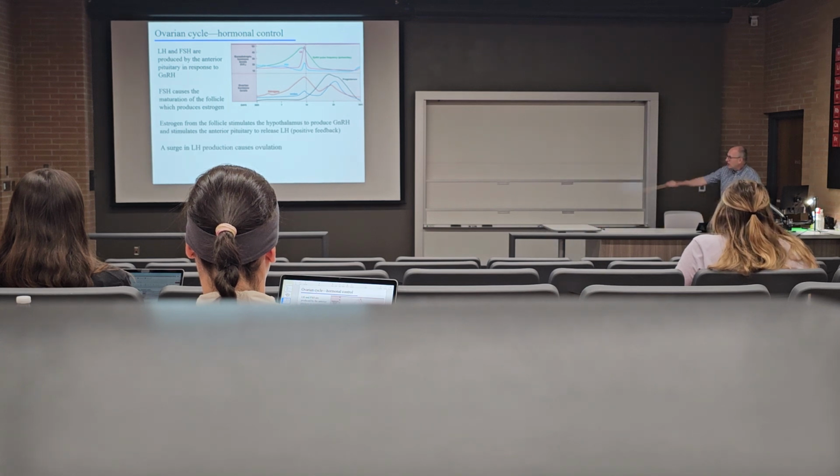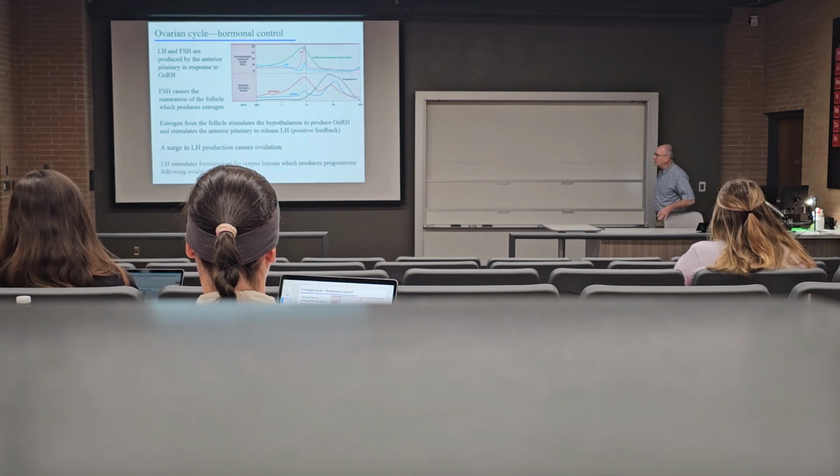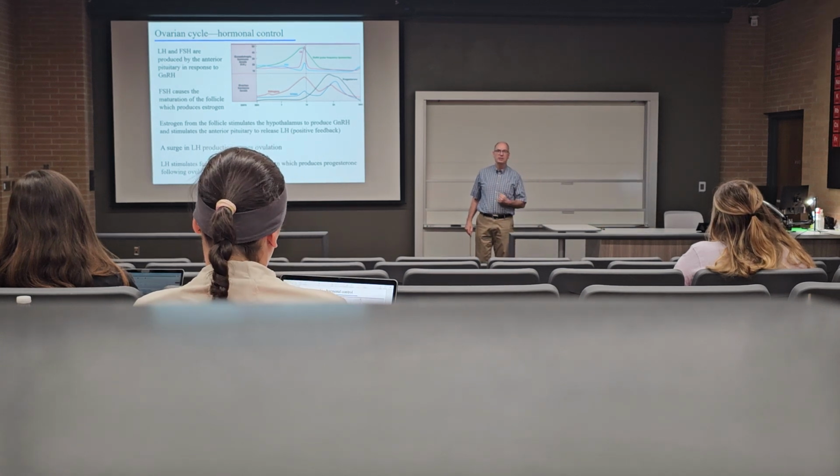That LH surge is then causing ovulation. So ovulation is caused by the LH surge, and it stimulates the formation of the corpus luteum, which will then produce the progesterone after ovulation occurs.